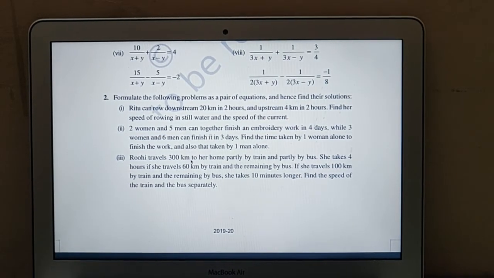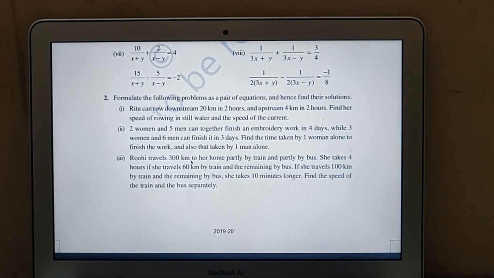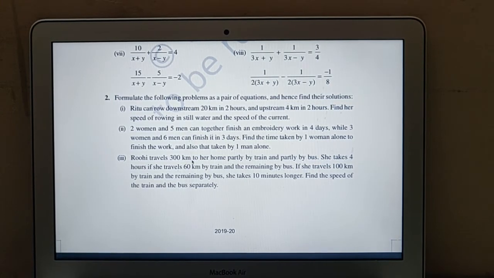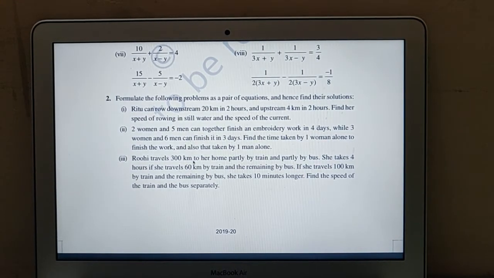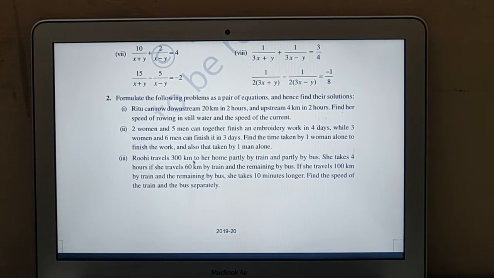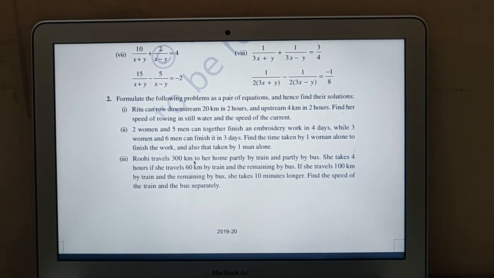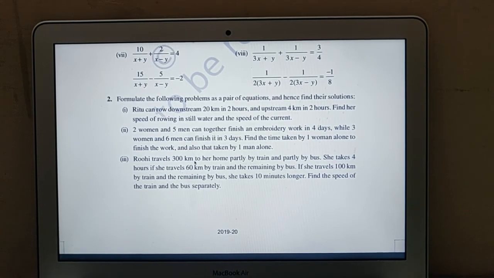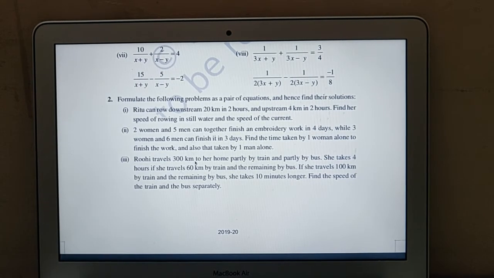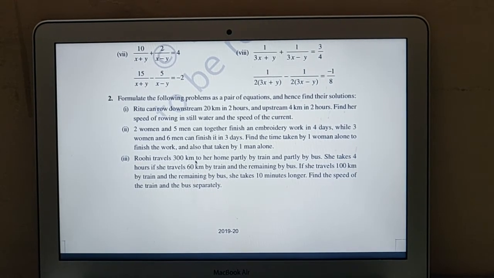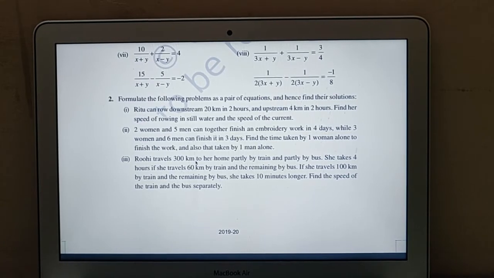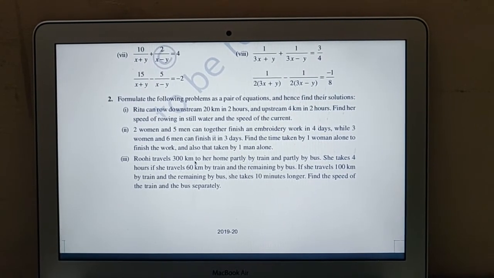Now he's saying Ritu can row downstream 20 km in 2 hours and upstream 4 km in 2 hours. Find her speed of rowing in still water and the speed of the current. So suppose the rowing in still water be x km per hour and the speed of the current be y km per hour. Speed of current, or you can write the speed of stream, is one and the same thing.